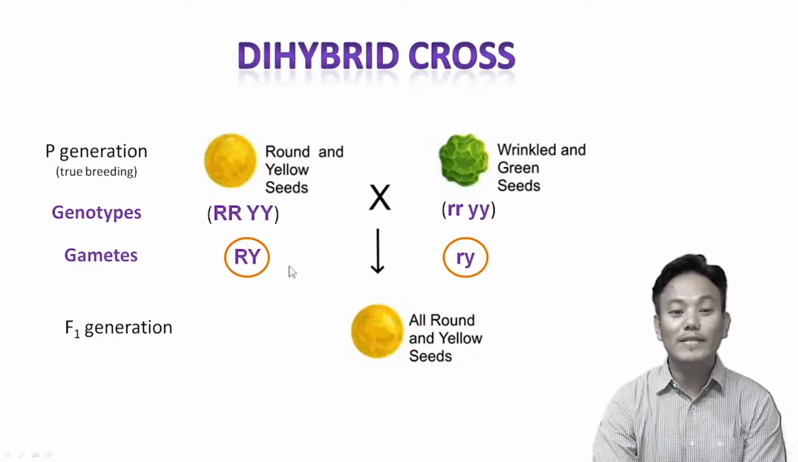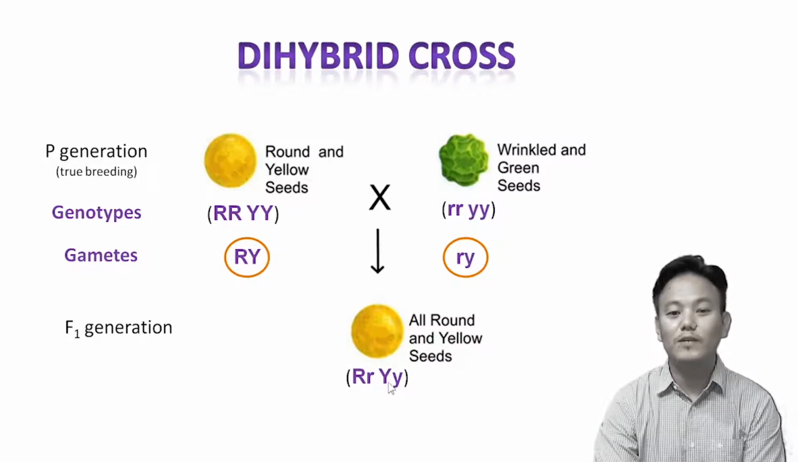So when these two gametes fuse during fertilization, the F1 generation will be the result, and all the F1 generation were with round and yellow seeds, and its genotype will be heterozygous for both the traits. It will get one capital R from this parent through this gamete, and it will get one small r through this gamete from this particular parent.